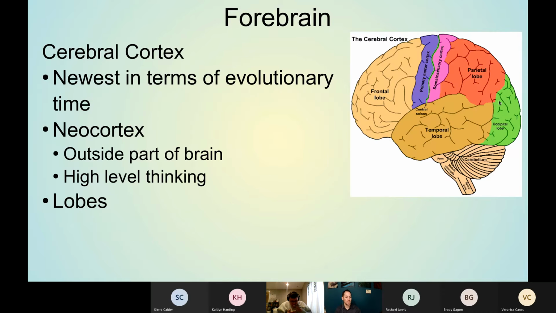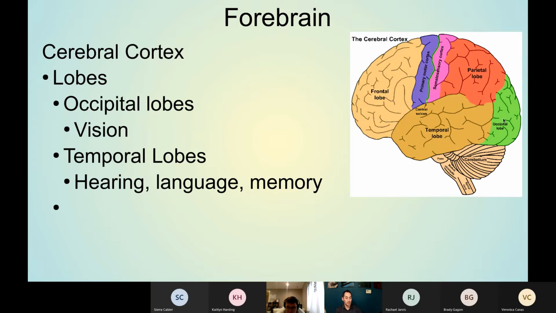Then the cerebral cortex. We'll stick on this one for a while. It's basically the big wrinkly outer portion that, if you were looking at a brain, most of what you would see is cerebral cortex. So it's the newest in evolutionary time, and it is where we do our higher level thinking. It's got these different lobes that do different things. So the occipital lobe is responsible for a lot of our vision. The temporal lobe has a lot of memories stored there, as well as hearing and language.